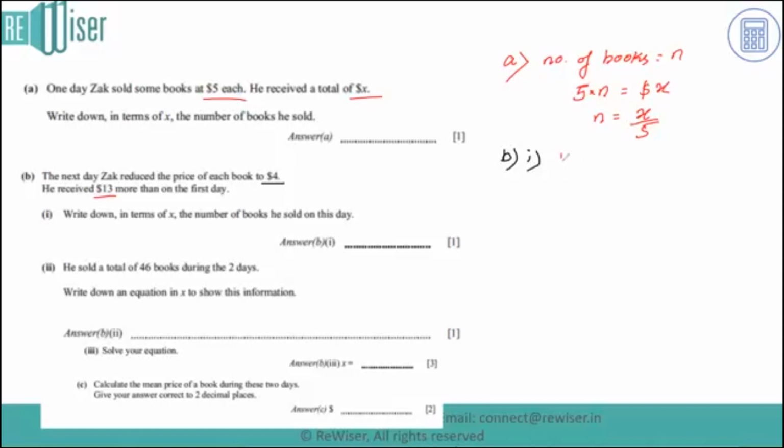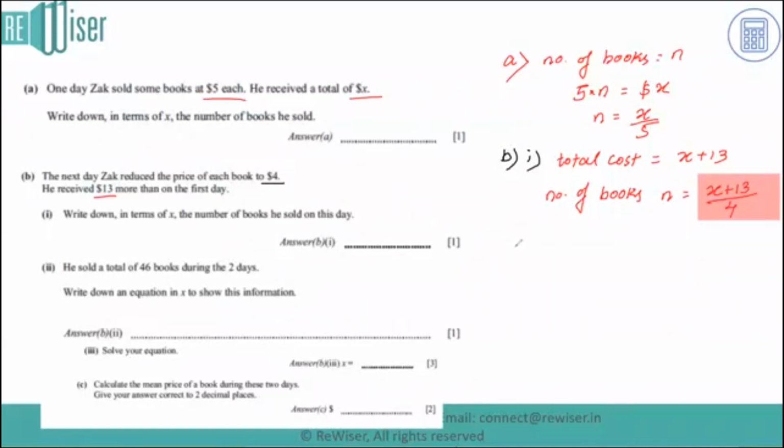So that means the total cost that he would have received would be X plus 13. And per book, it's $4. So the number of books that he would have sold is the total cost divided by the cost per book. So that's going to be X plus 13 over 4. So X plus 13 divided by 4 is the right answer for part 1.